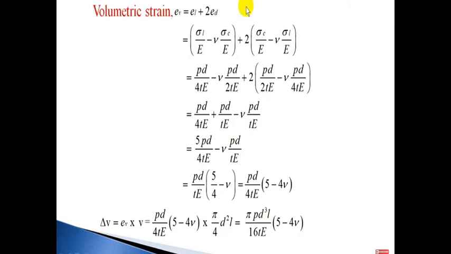First of all, apply the longitudinal stress PD divided by 4TE minus V into PD divided by 2TE, plus 2 into the bracket PD divided by 2TE minus V PD divided by 4TE. So you can simplify that equation. Take PD outside: PD divided by 4TE plus PD divided by TE minus V PD divided by TE.